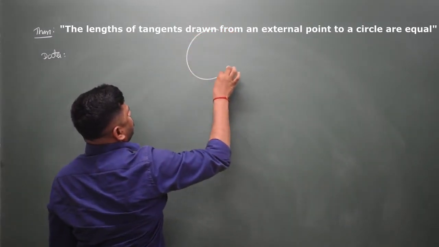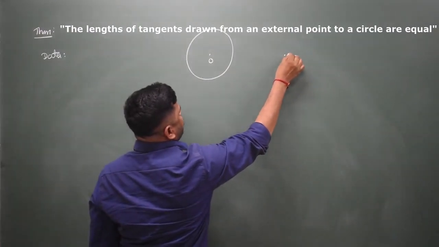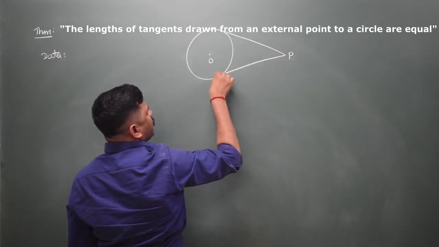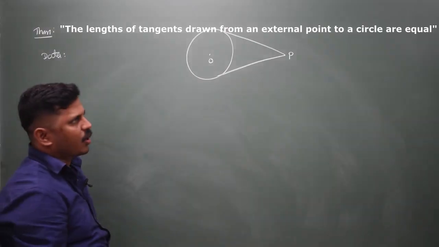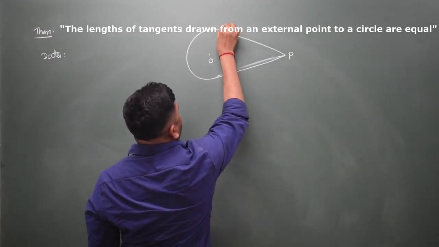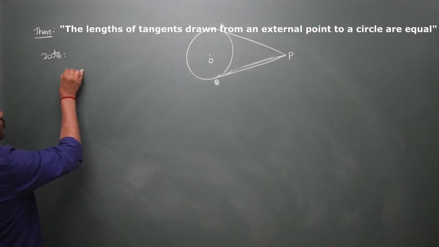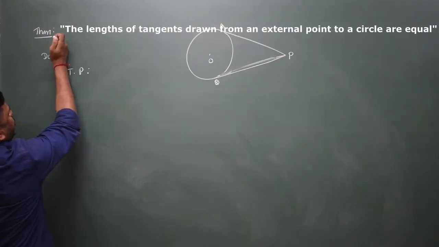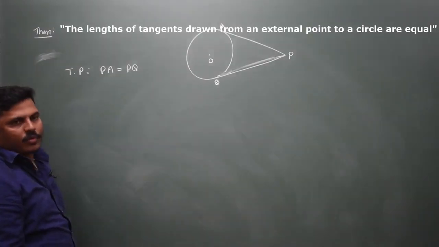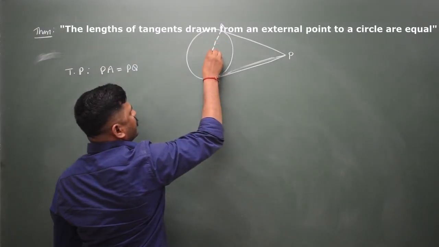For a circle with the center O, two tangents are drawn, that is PA and PQ. They ask you to prove that PA and PQ are equal. What they ask you to prove is PA equal to PQ. For that, I will draw the radius.